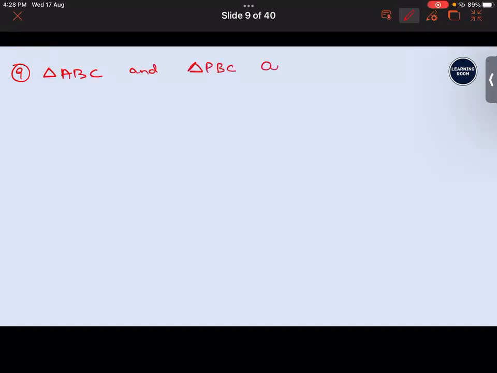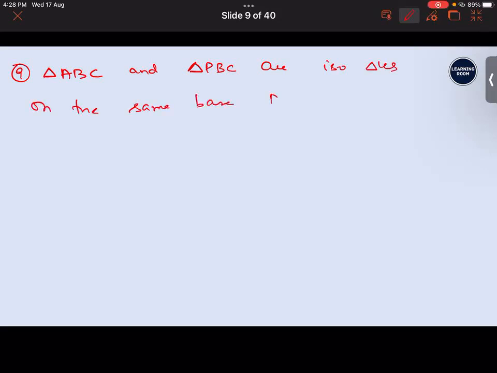So this is the theoretical part. We only need to solve problems. So look at the ninth one. Triangle ABC and triangle PBC are isosceles triangles on the same base BC. Okay, they are on the same base BC.